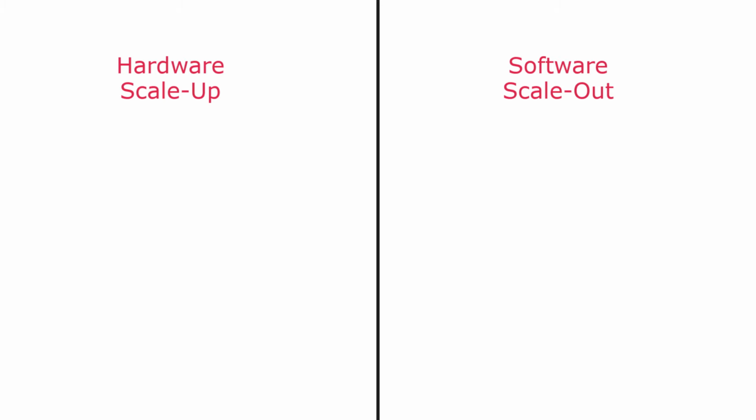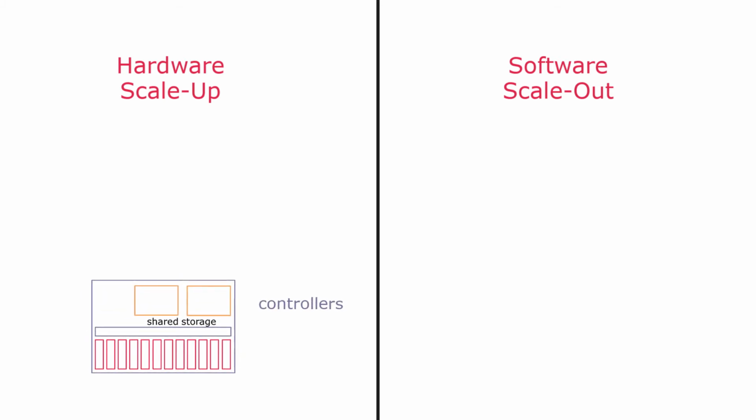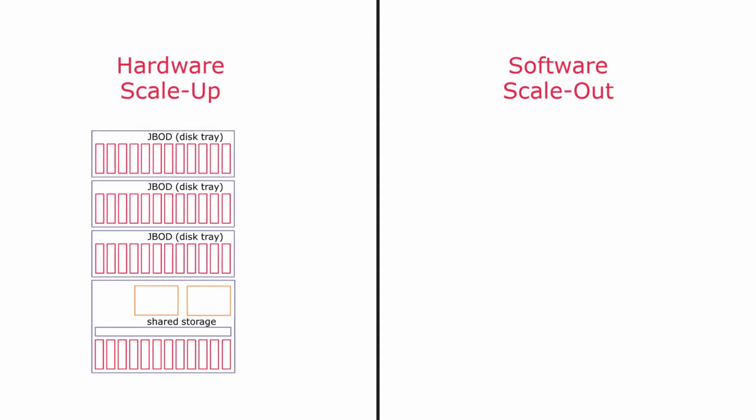Let's remind ourselves how scale-up storage works. We start with a base system, which includes controllers, meaning some sort of processing capability. Then we add storage drives. We can expand beyond the limits of the base system by adding trays and disks, hence scale-up. Scaling up can be applied in many areas, not just storage. It is characterized by adding scale to components individually, so in this case by adding storage capacity.